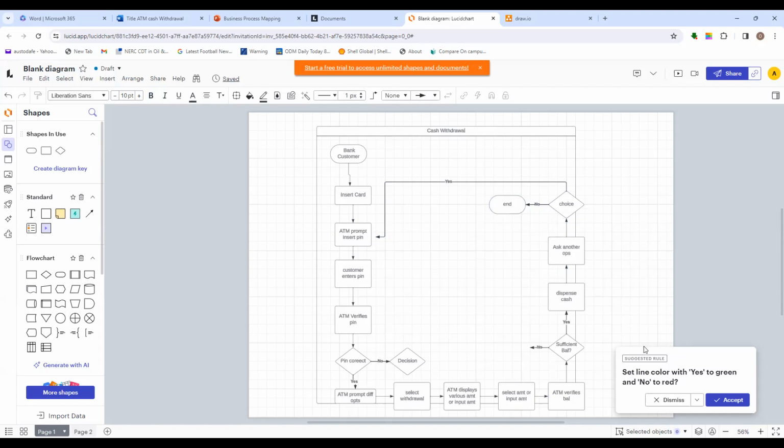Does it make any sense at all? Yes, sir. Now let's come to this decision. Is the pin correct? Yes, we go on. If no, what happens? We enter the pin again.